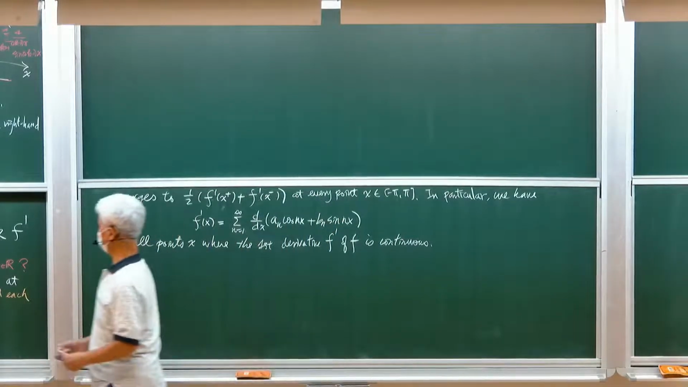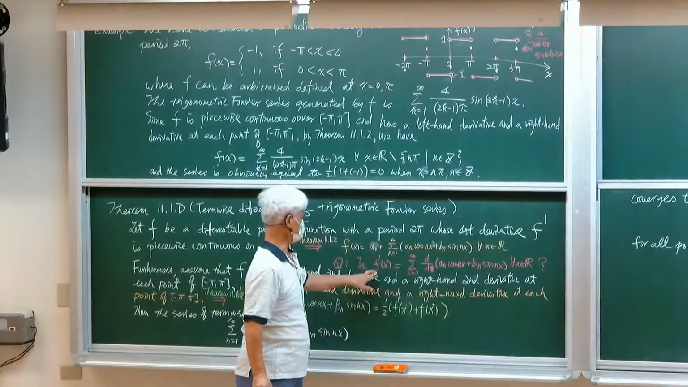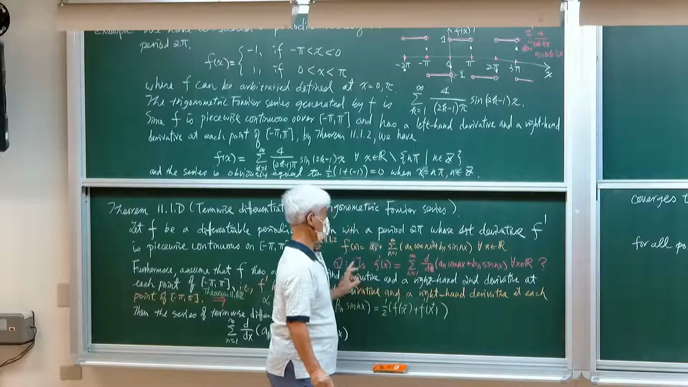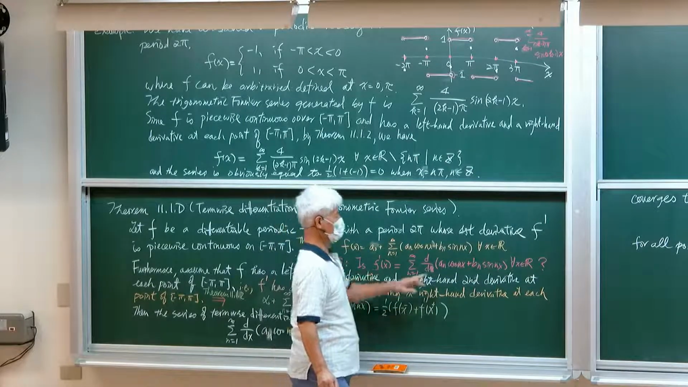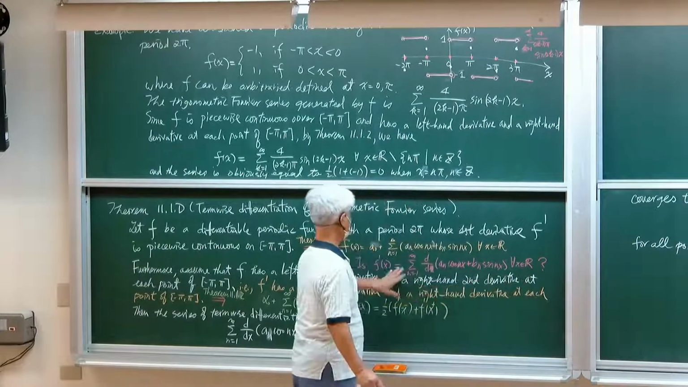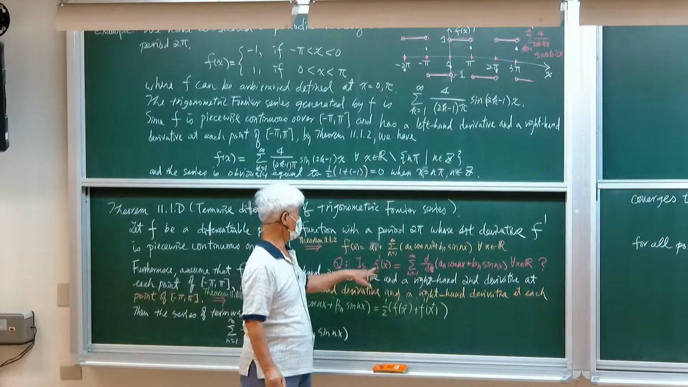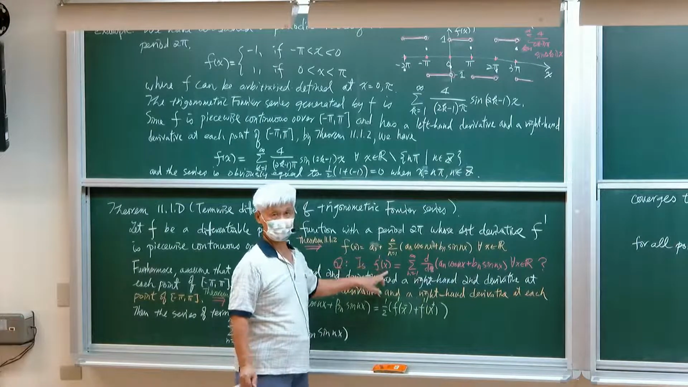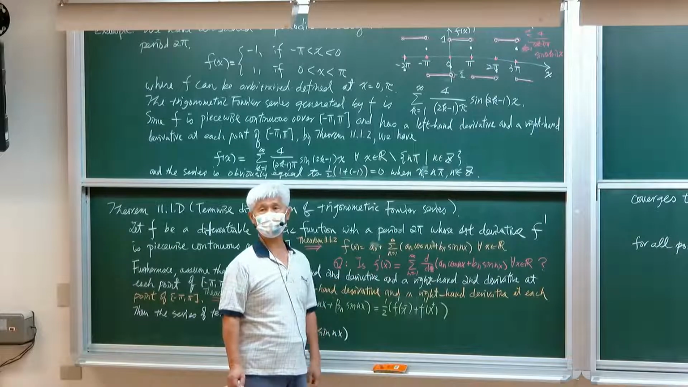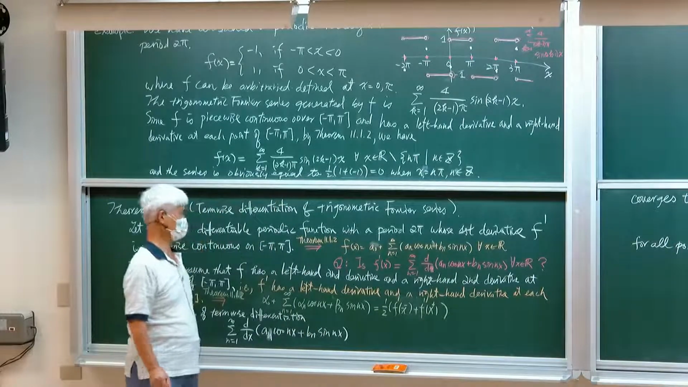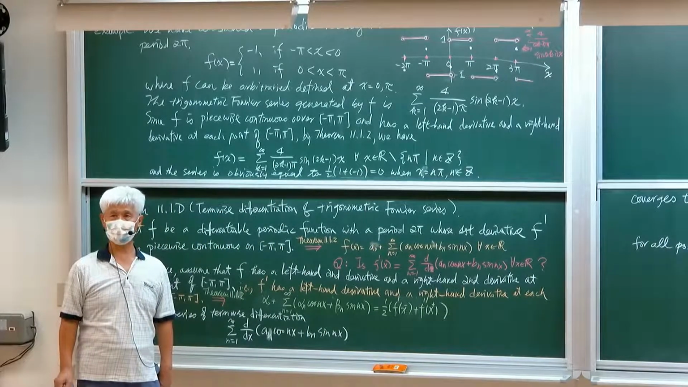So the answer is that it may not be true for all x in the real line, but it will be true when f prime is continuous at x. Any questions before I give the proof?